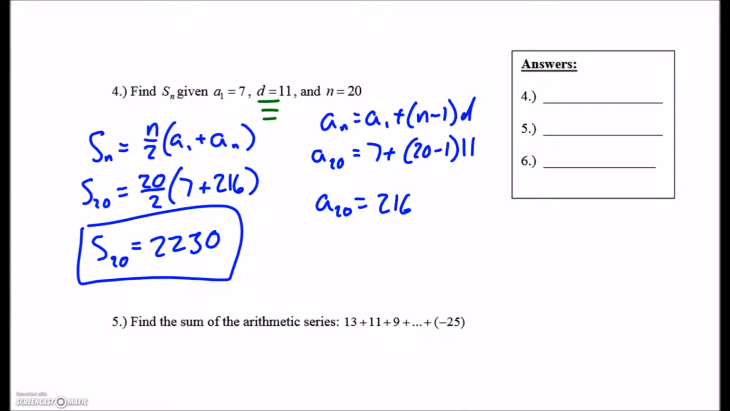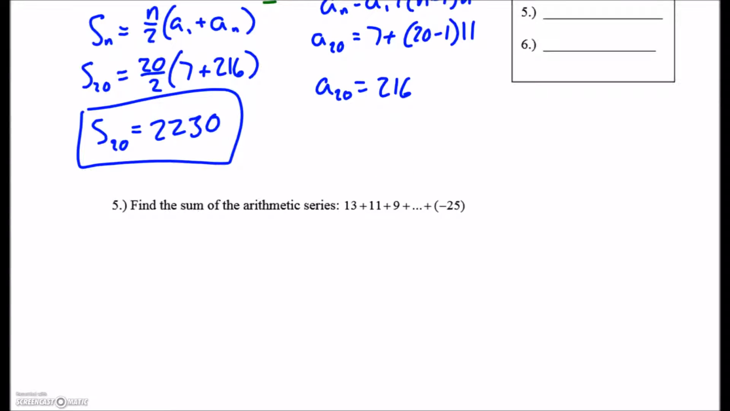Okay? The next one says to find the sum of the arithmetic series. I know it's arithmetic because the problem said it was arithmetic, but beyond that, I can see the pattern here is that I'm subtracting 2 each time or adding a negative 2. So I'm adding negative 2, and then I'm adding a negative 2, and then adding a negative 2. Okay, so the pattern is that I'm adding a negative 2, and that just looks ugly, so I'm just going to get rid of it. So really what that's telling me now is that my d value here is negative 2. That's what I'm adding each time.